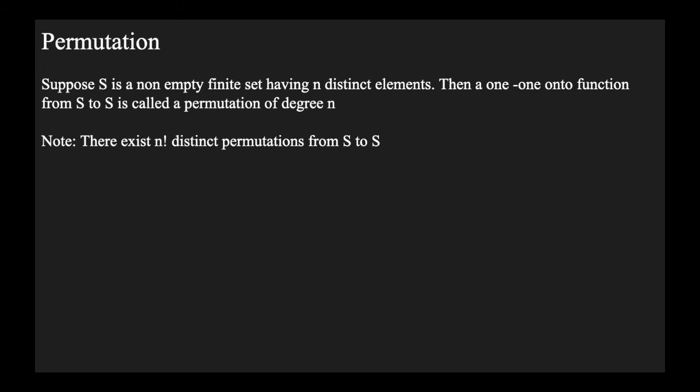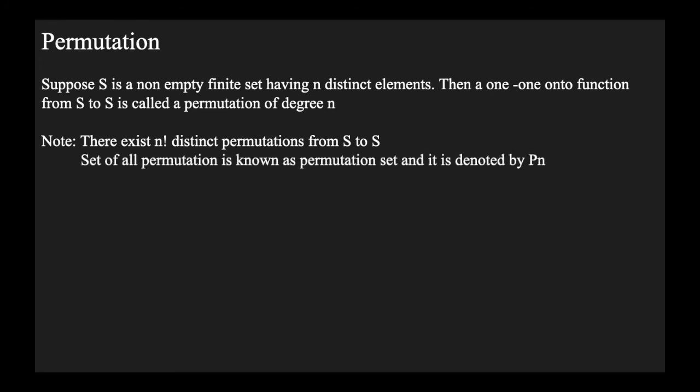Note, there exist n factorial distinct permutations from S to S. That means if we have 3 numbers, then there will be 3 factorial, that means 6 distinct permutations from the given set to itself. The set of all permutations is known as the permutation set, denoted by capital P subscript n.